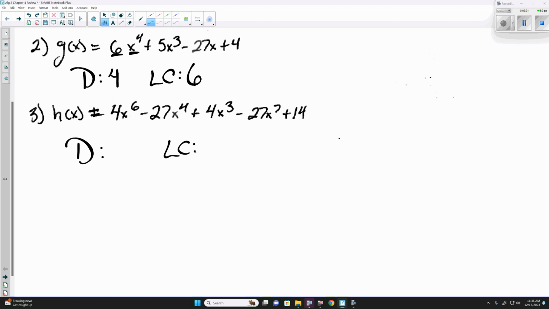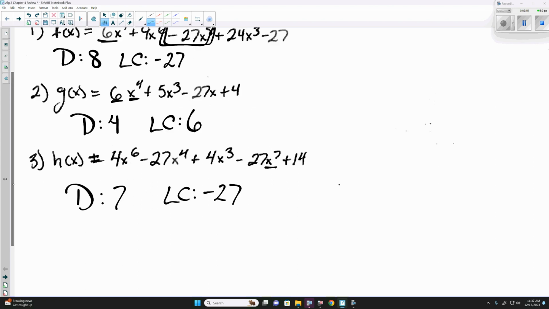Well, might as well go on and do number 3. What's the degree for 3? Variable with the biggest exponent, x to the 7th. So the degree is 7. Leading coefficient is negative 27, because we have to take the sign in front of it. It's just coincidence that the leading coefficient for 1 and 3 are the same. Any questions on 1 through 3?